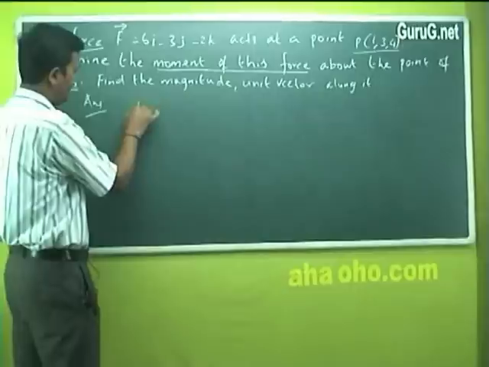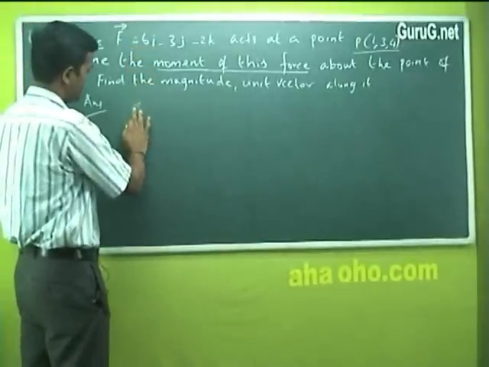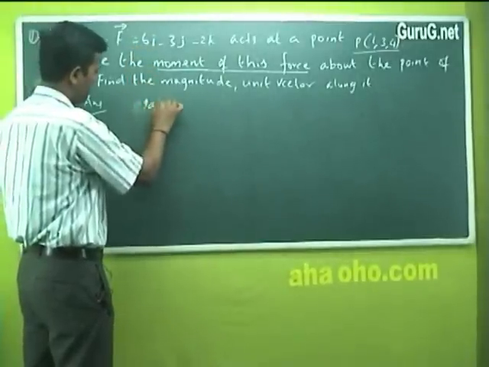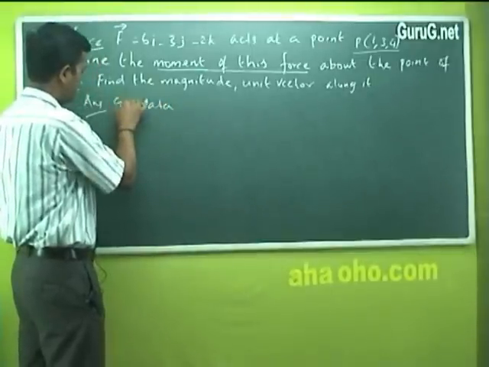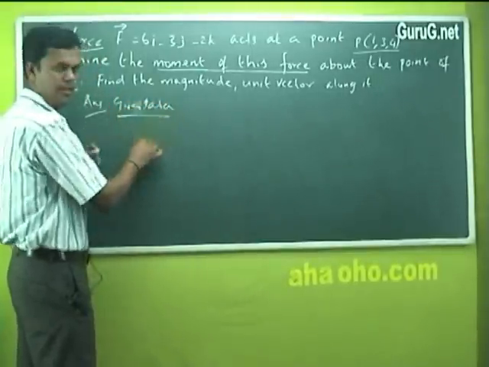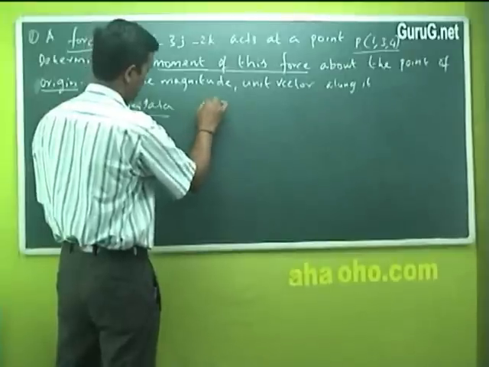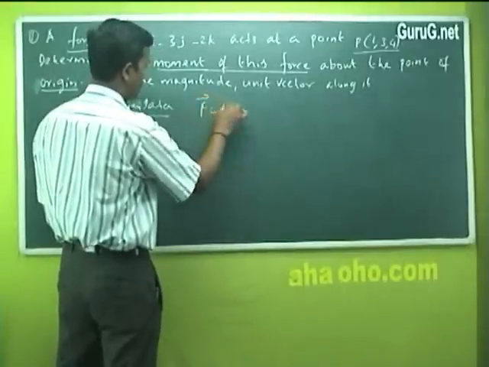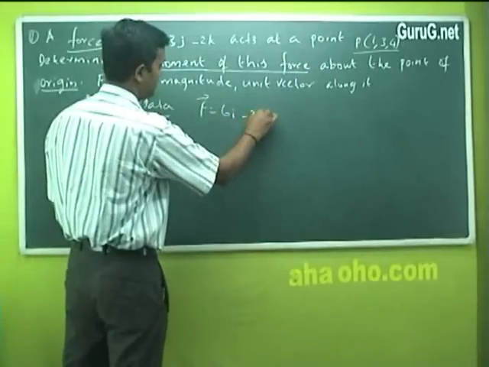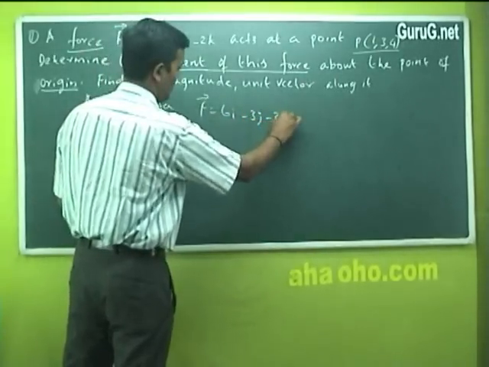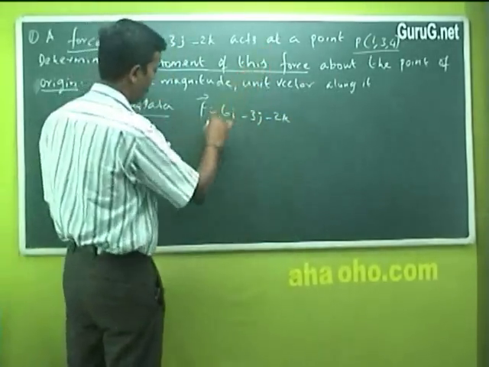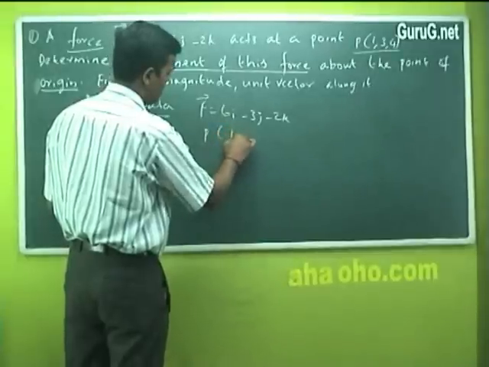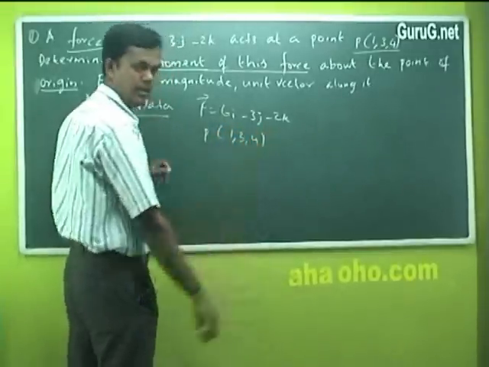The given data is first. F is given as 6i minus 3j minus 2k, and one more point is given, P, which has coordinates 1, 3, 4.